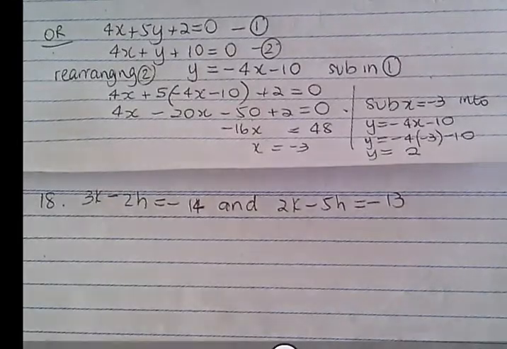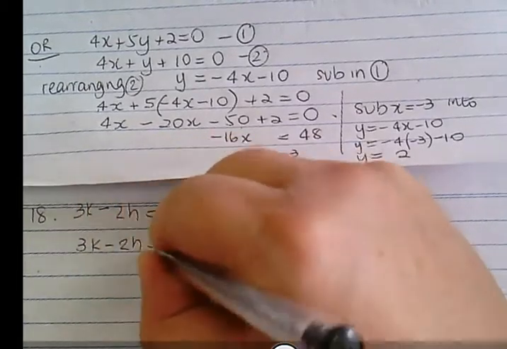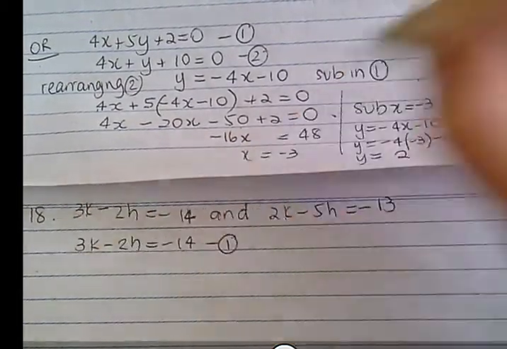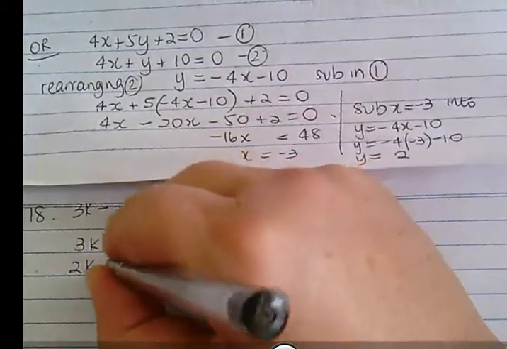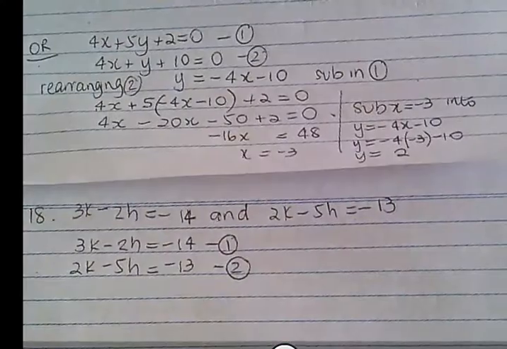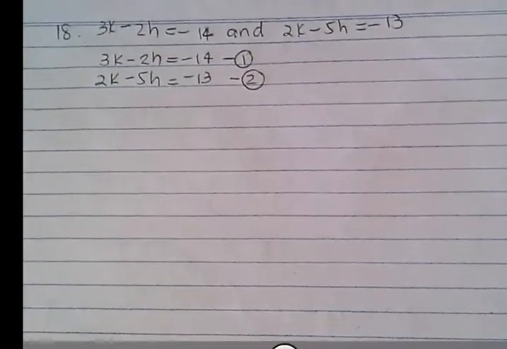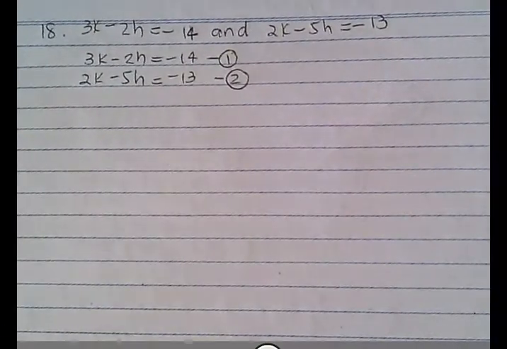Question 18. So here's equation 1, 3k minus 2h equals negative 14. And equation 2 is 2k minus 5h equals negative 13. That's equation 2. So you would never ever do this one by substitution. Ever. I want to eliminate here.